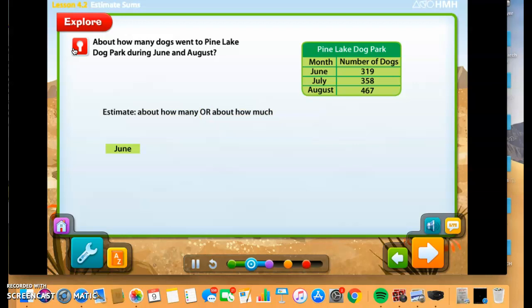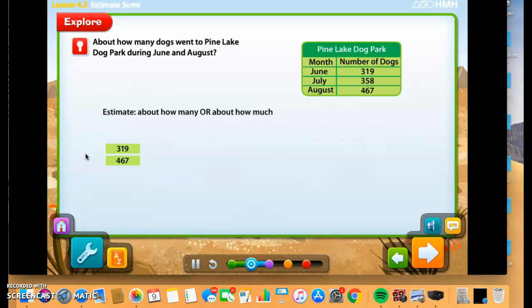To find an estimate, first find the exact numbers in the table. How many dogs visited the park in June? 319. In June, 319 dogs visited. Now find how many dogs visited the park in August. Remember, because the question is asking about June and August, not July. So how many were in August? In August, 467 dogs visited.